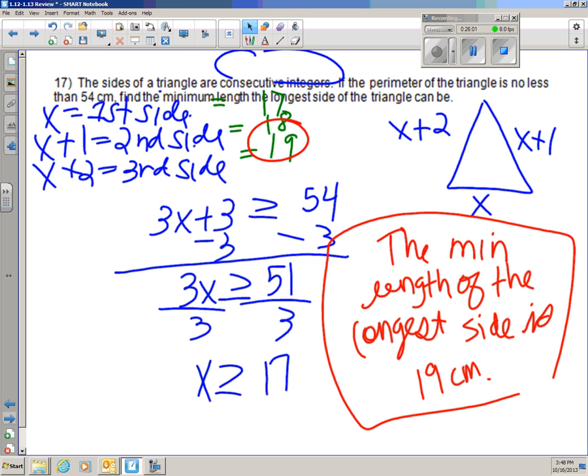Okay? Again, all the work is needed. Define the variable, set up your algebraic inequality, solve it with algebra, and then label.